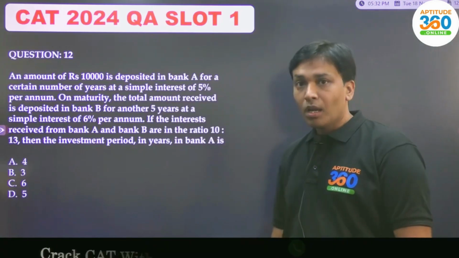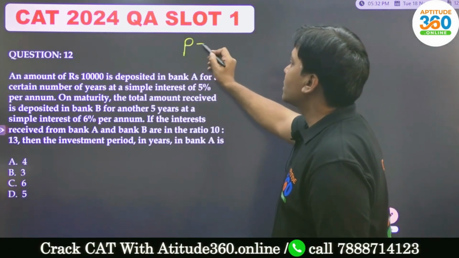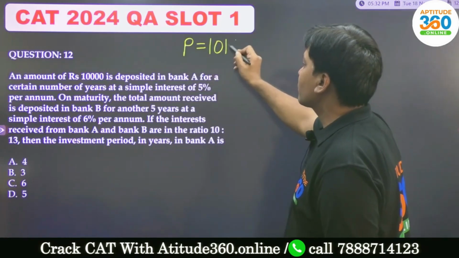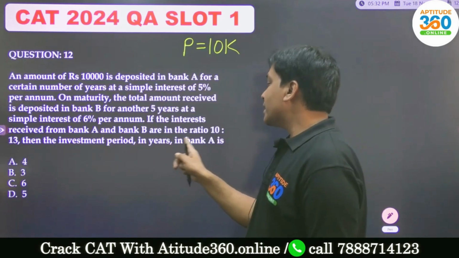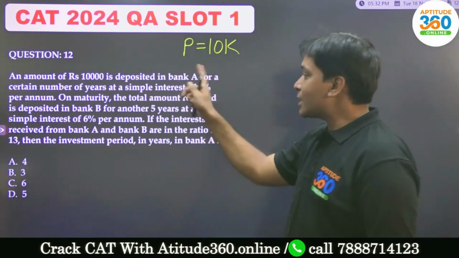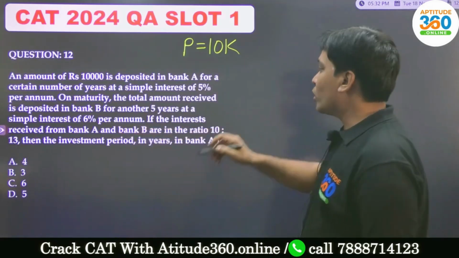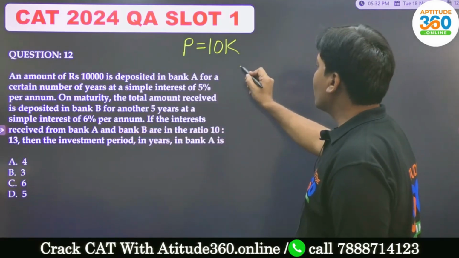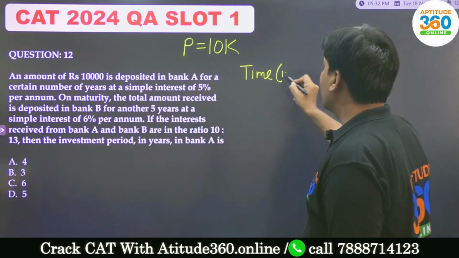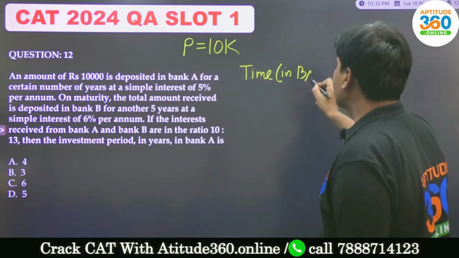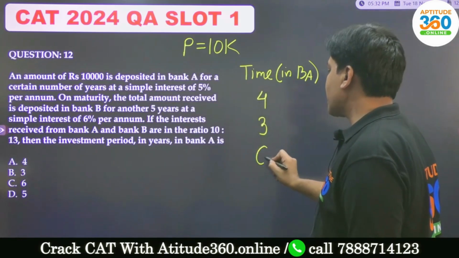If the interest received from bank A and bank B... So one thing which is pretty simple, that principal is 10,000, right? And then it is asking you to find out the investment period in years in bank A. That has not been given to you, right? And these are the options. So what if I say that time in bank A, say it is 4 years or 3 years, 6 years, 5 years.